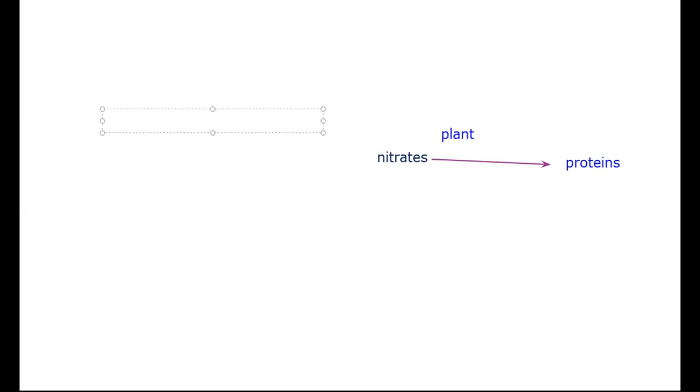Number one, nitrogen gas. Nitrogen gas found between the soil particles will be changed into nitrates. This nitrogen gas will be changed into nitrates by the action of nitrogen fixing bacteria.